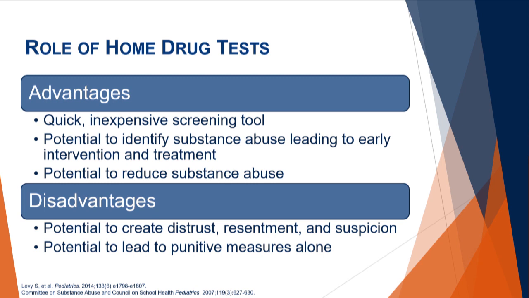With the use of home drug tests, there is a potential to create distrust, resentment, and suspicion, and potentially harm relationships. There's also a potential to lead to punitive measures alone rather than a comprehensive assessment and treatment plan. For these reasons, the American Academy of Pediatrics recommends against routinely using these types of tests due to their complexity, the potential to create distrust and harm relationships, and the lack of evidence to support that they would actually reduce substance abuse.